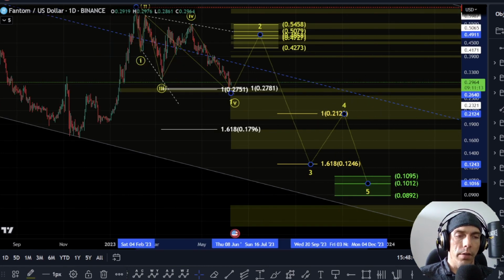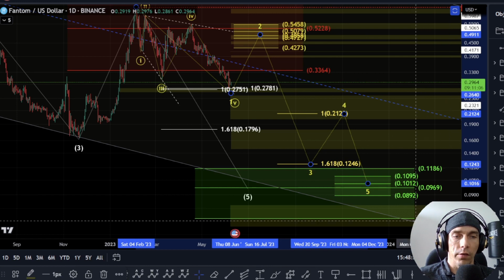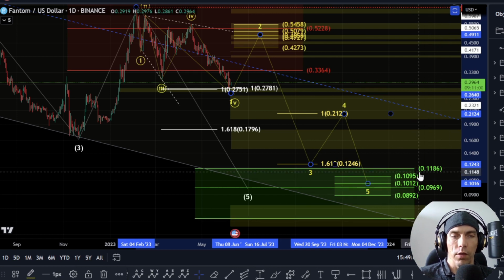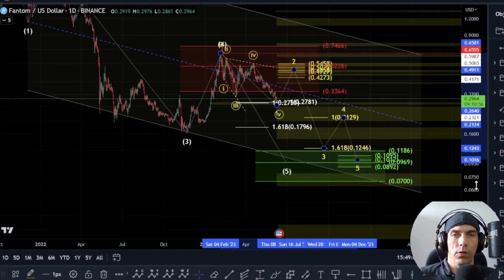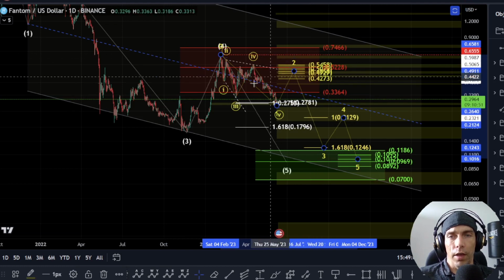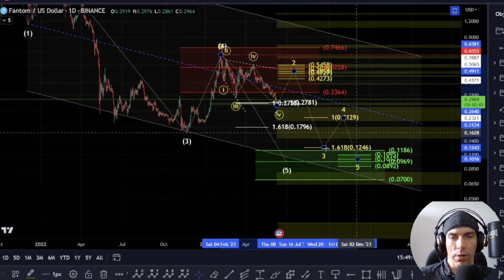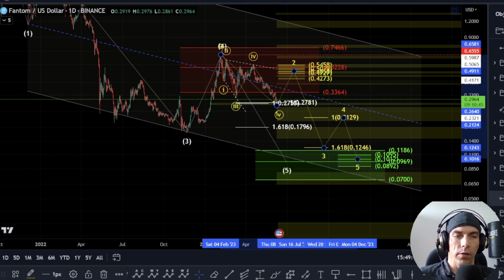If I overlay the bigger count here, we can see that this is actually where this target is anyway, this 1186 to this 7 cent range. Now that would actually look to bring us back into the bottom of this channel again. So going to be keeping an eye on that. If we do see price just break down directly, we could see a push down into this channel, looking to actually complete this as a 5th wave.